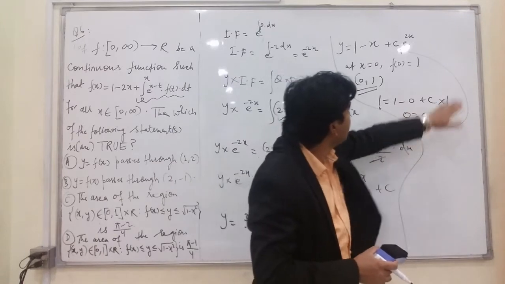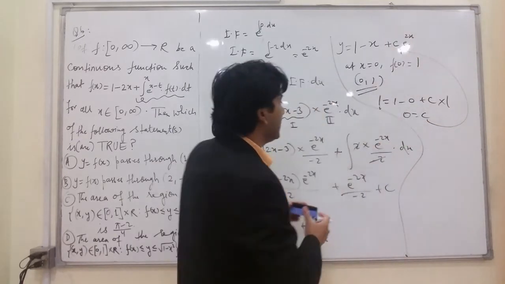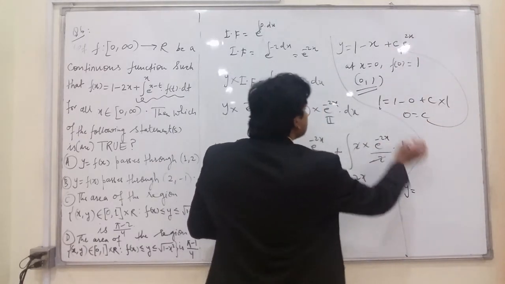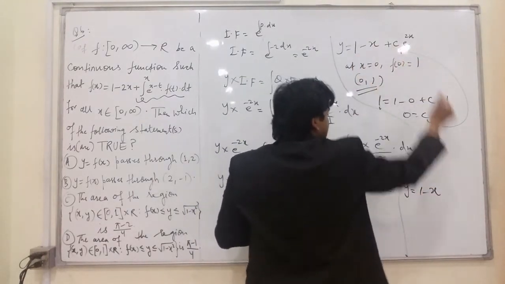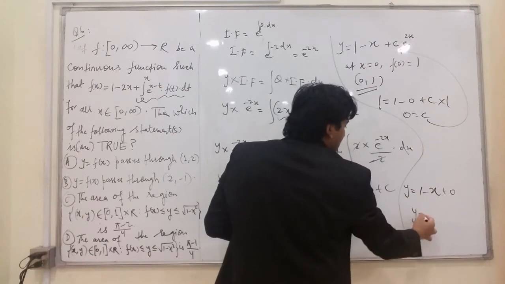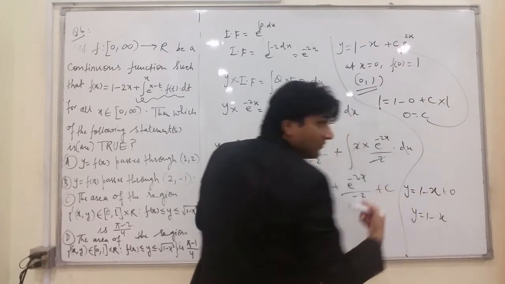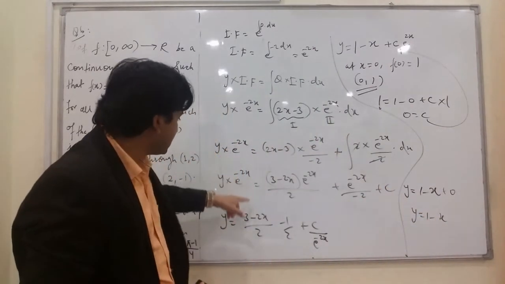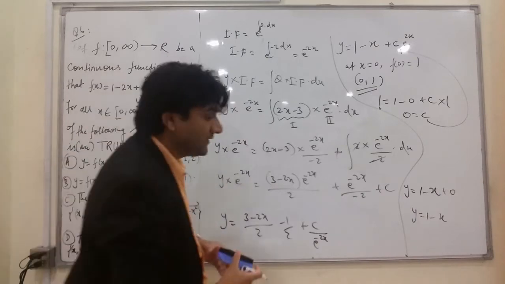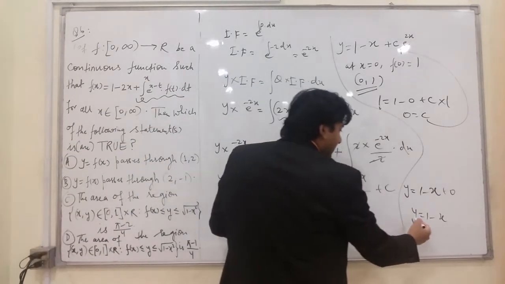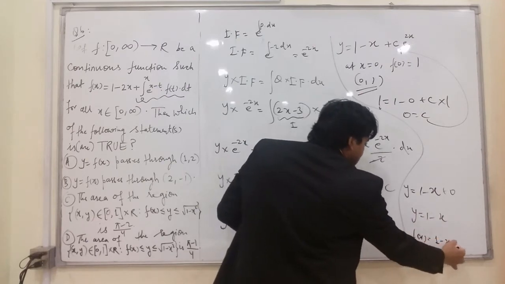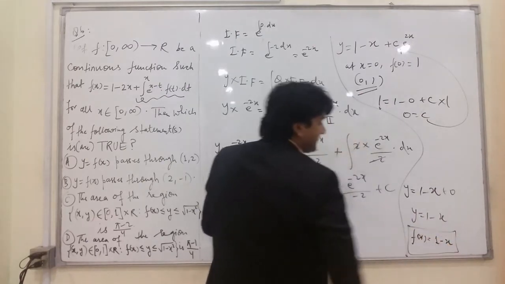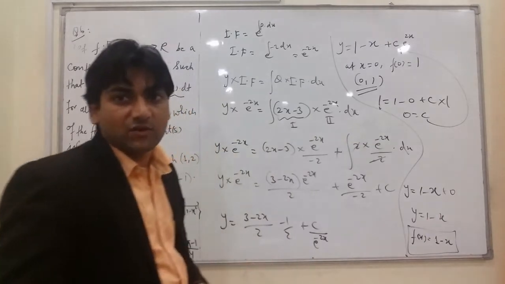Now you have to put this c over here. So what you will get? You will get y equals 1 minus x, and c was 0, so this is 0. So you got y equals 1 minus x, and what was y? y was f(x). Somewhere I have assumed. So y equals 1 minus x, it means f(x) equals 1 minus x I got. So this is my function. 1 minus x I got.